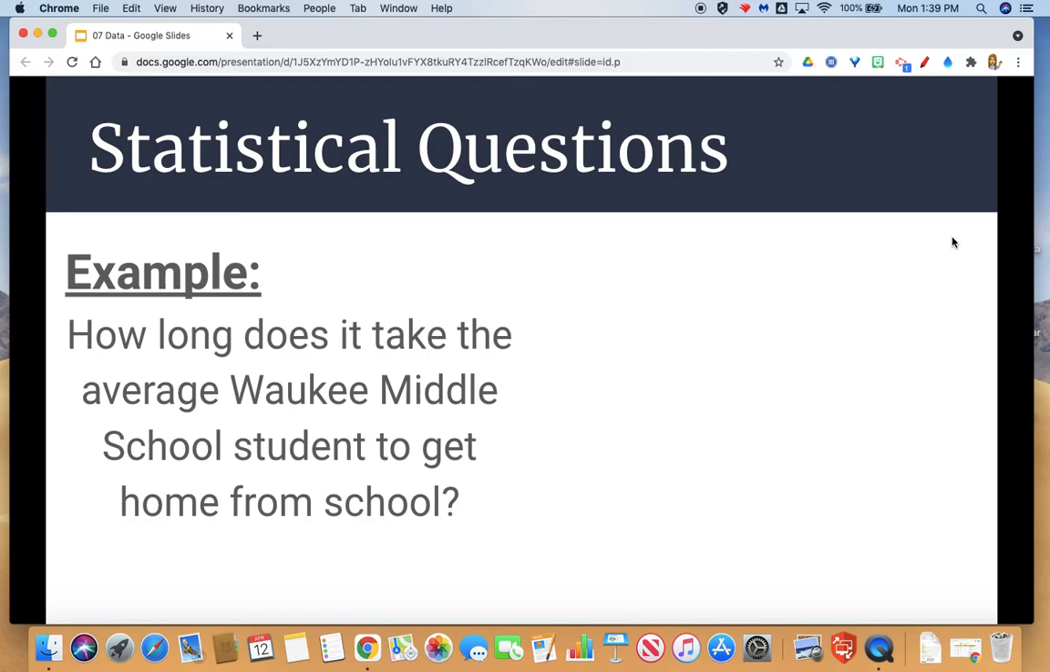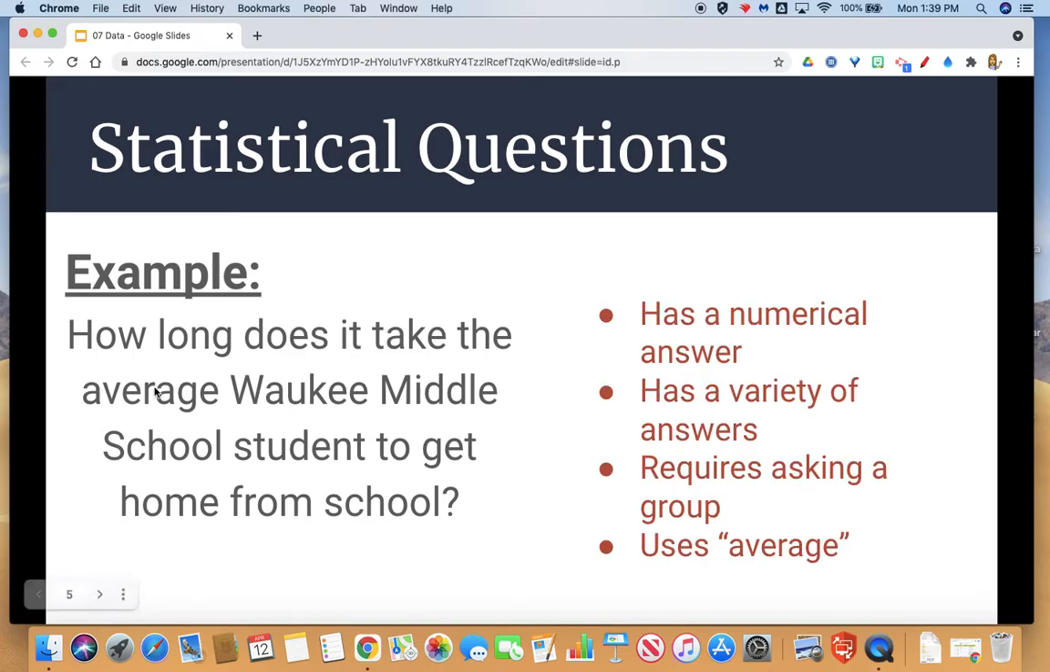Let's look at an example. How long does it take the average Waukee Middle School student to get home from school? This question is statistical because it has all of these 4 things. We would get a numerical answer because we're measuring how long it takes, which would be time. We would get a variety of answers because each student, it's going to take a different length of time to get home. We're asking a group. Who would our group be here? Our Waukee Middle School students. And then remember, if we see that word average or typical, it's usually going to be there, but it does not have to be.